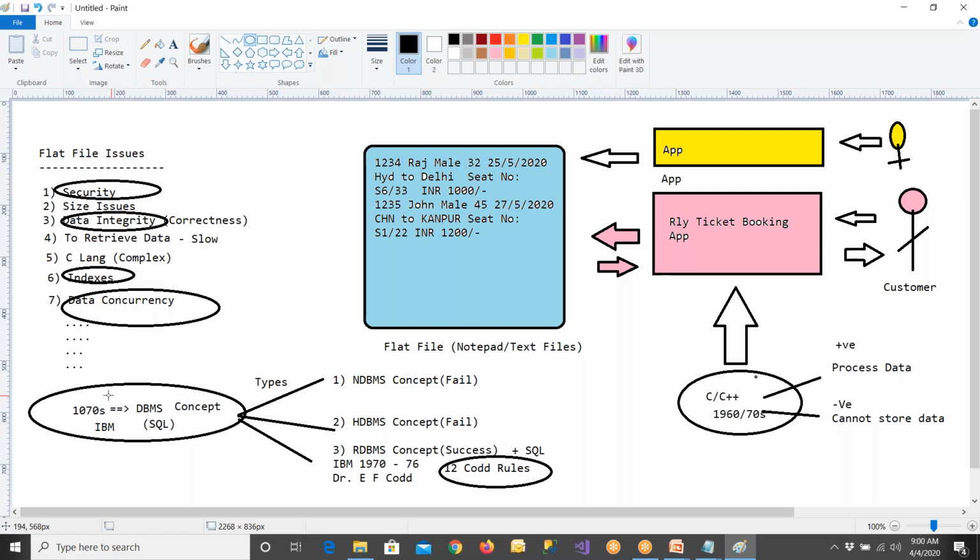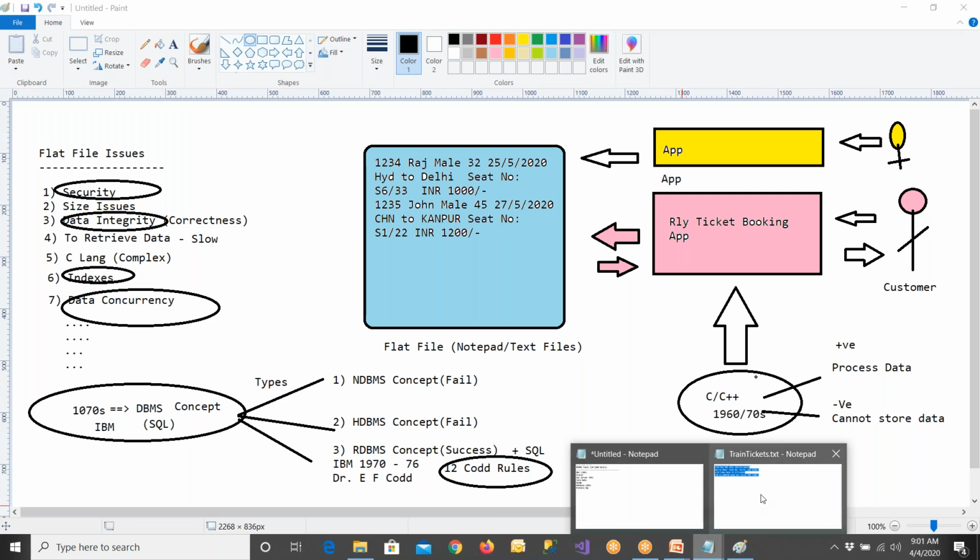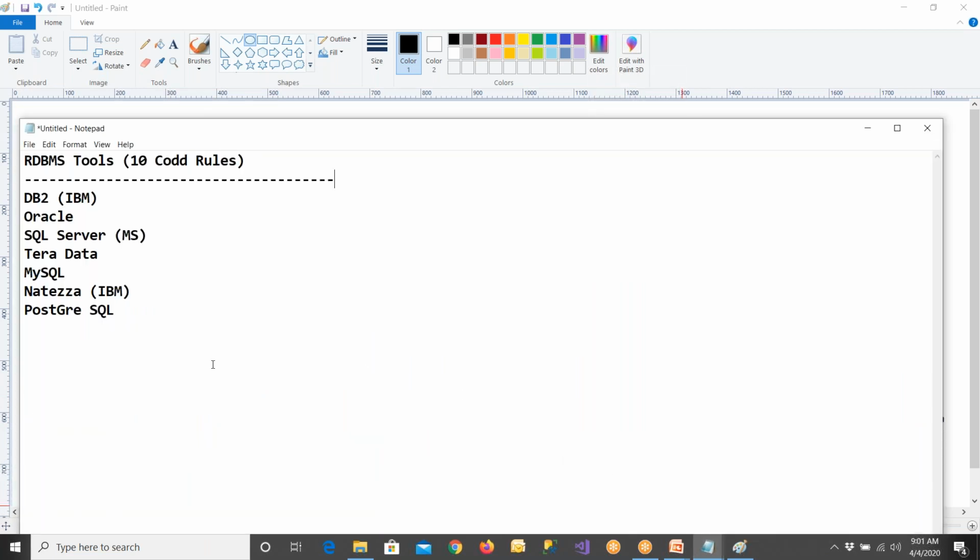One rule says you should maintain data despite concurrency issues. That means if more than one person is trying to access your data, you should be able to allow them, and you should have some kind of technology to take care of them. You have to have indexes as part of your software so that data retrieval is faster. You should not use the C language, which is very complex. You must use another language called SQL. So these are the things being implemented.